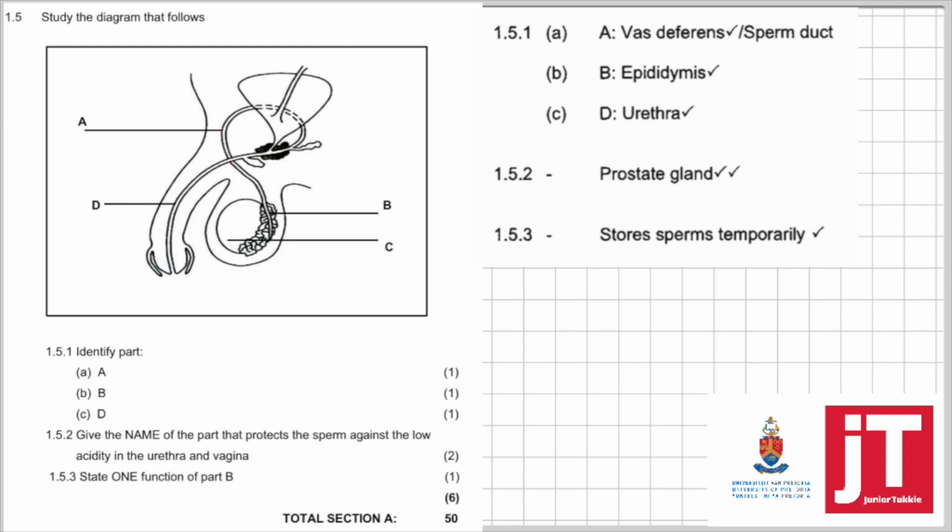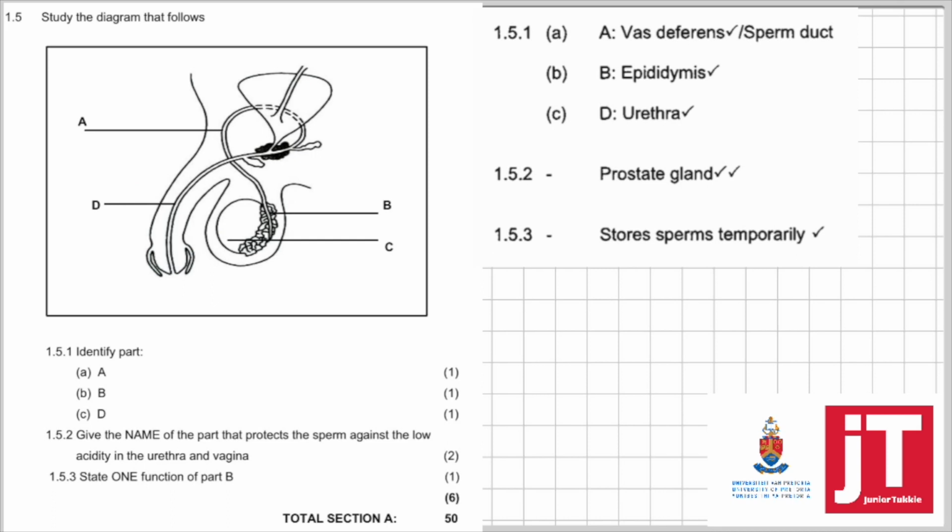Identify part B. Part B is this part here that's coiled on the testes that we know is the epididymis. Spelling is very important here. Identify part D. Part D is the vas deferens when it enters the penis, now known as the urethra.